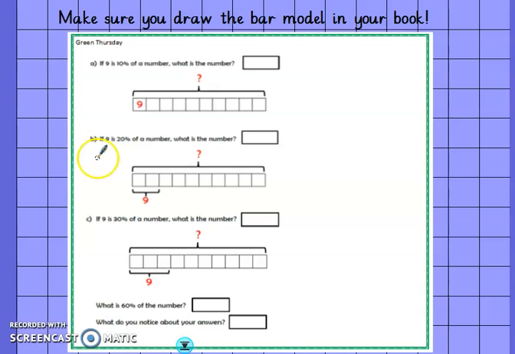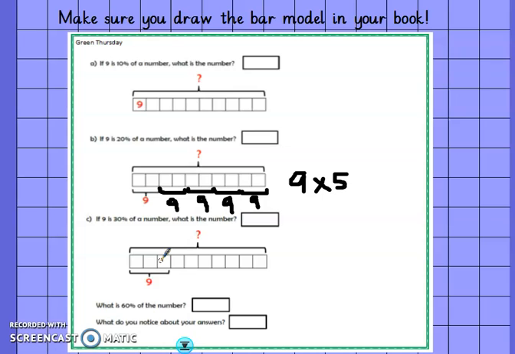On B, if 9 is 20%, what is the number? So for each 20%, I would expect you to write 9 underneath it and show me very clearly that you can split your bar model up into 20%, which is obviously 2 lots of 10%. So I would expect you to write it all the way along until you've figured it out. So 5 lots of 9, which means 9 times 5 will give us our whole number.